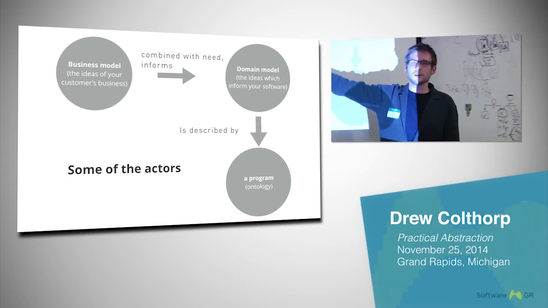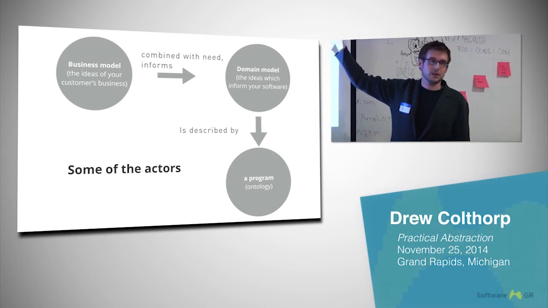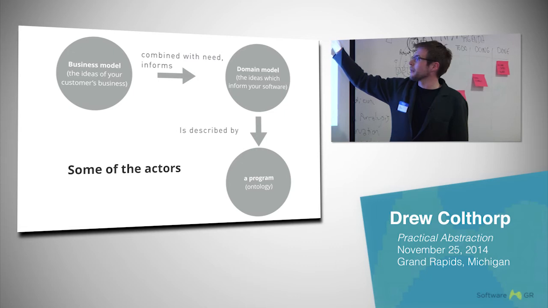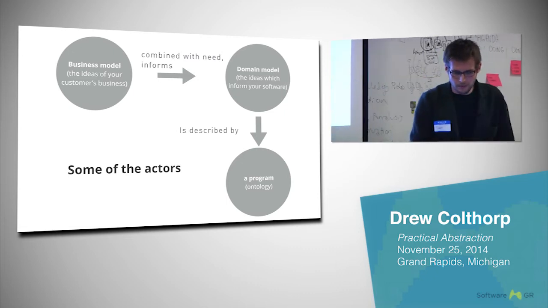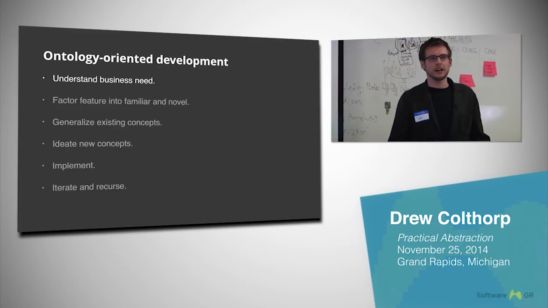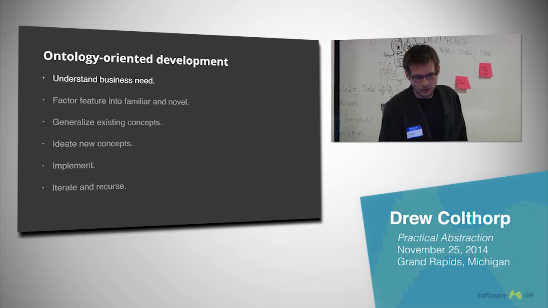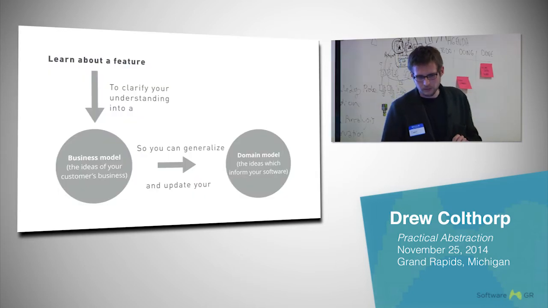So we want to understand the business model, and the reason is because it's going to help inform how we establish our domain model, the ideas for our software. And the reason for that is because ultimately we want our program to be an expression of those ideas in our domain model. So step one, understand business need. We're talking about a clear understanding of the business domain at a level and precision of models. So step two is factor a feature into the familiar and the novel.